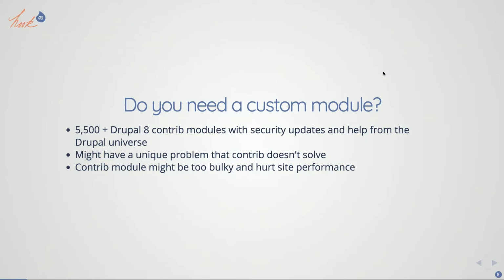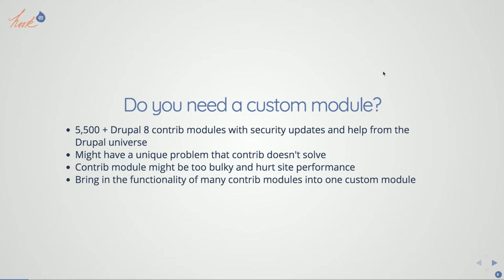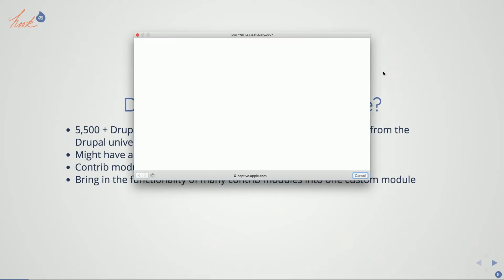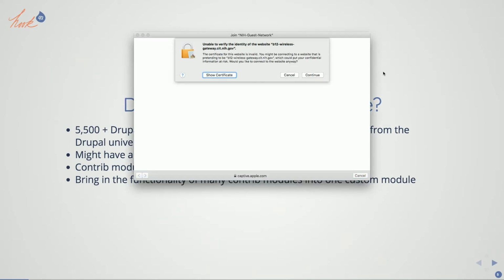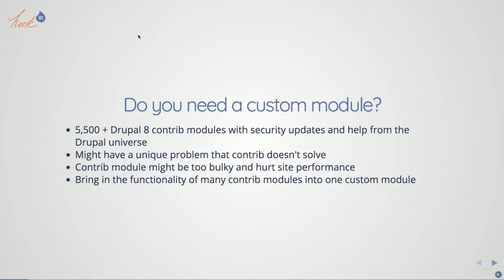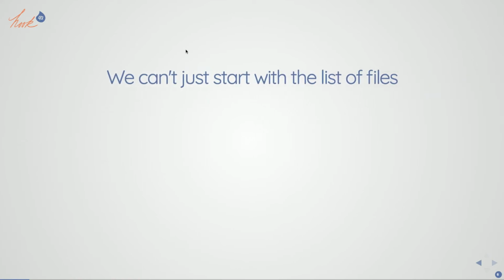The contrib module that you found might be too bulky, and it might hurt performance. It might be doing a lot of things, and you only need it to do one thing. So you can leverage a contrib module and take some of that code, but you might not want all of it. And you can also bring in many contrib modules into one custom module and kind of pick and choose what you want. That way you have only what you need, and you don't have all this code that's hurting your performance. That's fine, this is on my local.